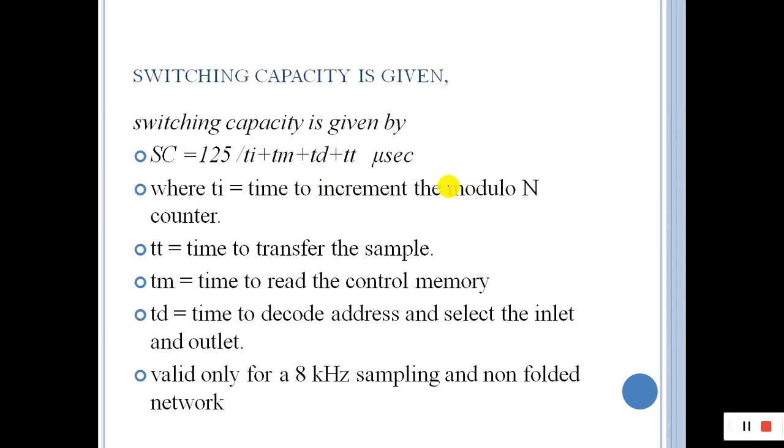Switching capacity in space switching is given by this: 125 divided by Ti plus Tm plus Td plus Tt, where Ti is the time to increment the module and counter which we are using, Tt is the time to transfer the sample, Tm is the time to read the control memory, and Td is the time to decode the address and select the inlet outlet. This is valid only for 8 kHz sampling and a folded network.